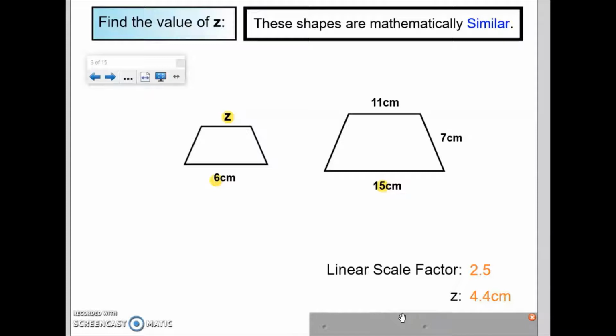So I've approached the question in a very similar way. I've aimed to work out the scale factor first, and then I've used that to answer my problem. But because I'm going from the larger shape to the smaller shape, I'm dividing by the scale factor rather than multiplying by the scale factor.